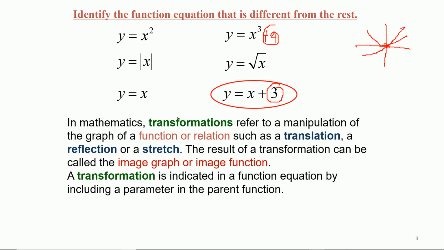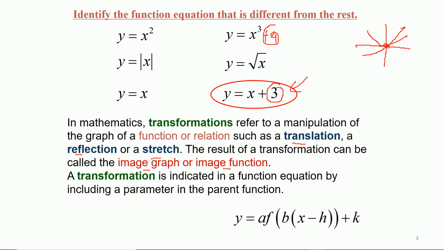But in this case, in mathematics, this is a kind of transformation. This refers to the manipulation of the graph of a function or a relation, like a translation or a reflection or a stretch. Now the result of the transformation can be called the image graph or an image function. See, if you have a balloon and you press it, it will change its shape. If you elongate it, it will change its shape. Now that changed shape will be called the image graph or the image function.